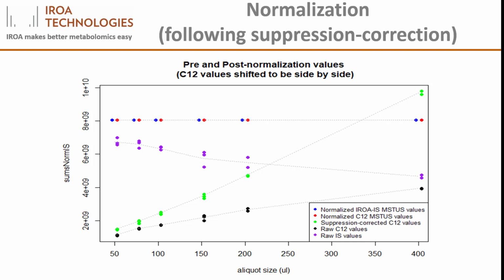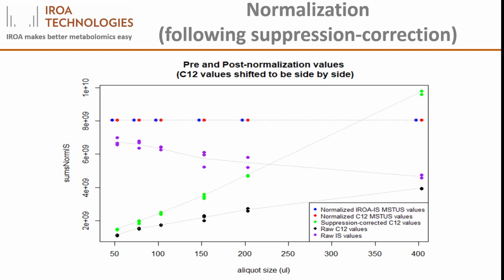Using suppression-corrected data, it was possible to use a dual normalization to normalize all of the samples, even though they were extremely different in their original aliquot sizes. This summary slide shows the raw C12 data in black exhibiting severe ion suppression. The suppression-corrected data is shown in green, and the C12 normalized and suppression-corrected data is shown in red. While these samples were very different sizes, they were perfectly normalized and mathematically corrected to report signals as if all the samples had started at exactly the same size.